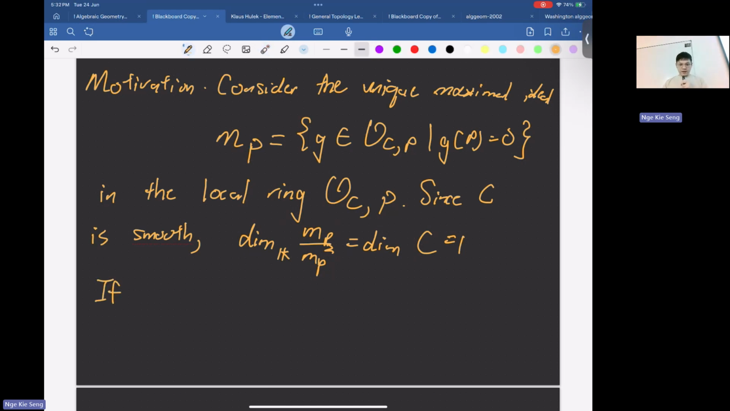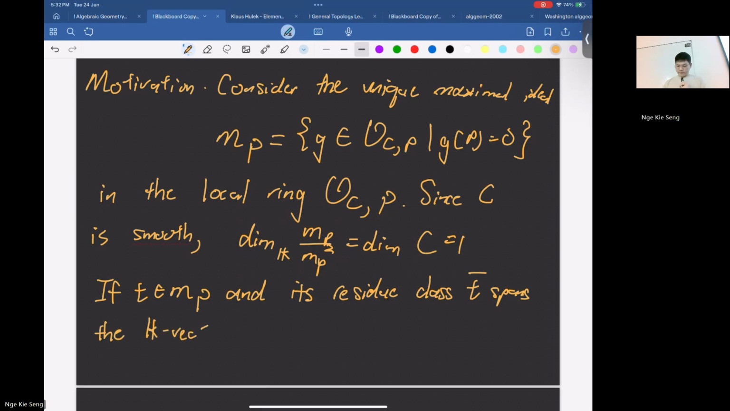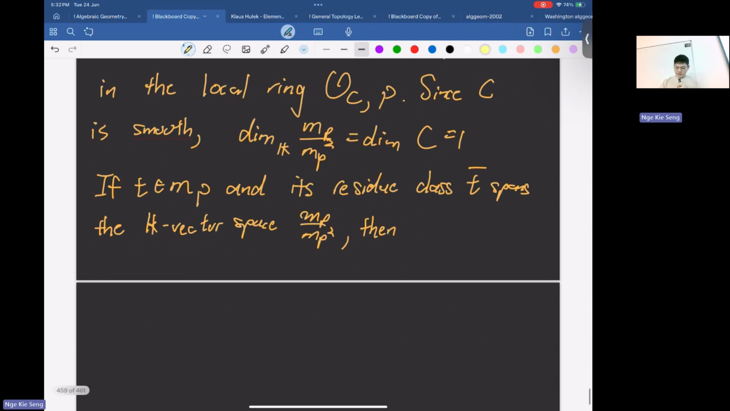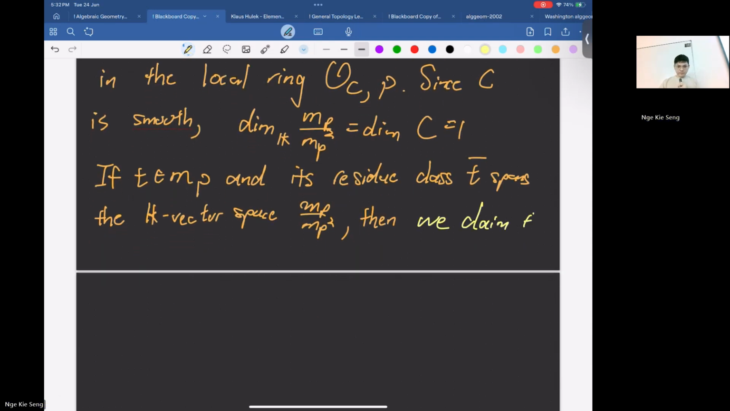So let's suppose that we take t from M_P, and if I look at it in M_P over M_P squared, meaning t bar, if this guy spans the k-vector space M_P over M_P squared, then the claim is, so let me put a big claim here, we claim that t will actually generate M_P as well.